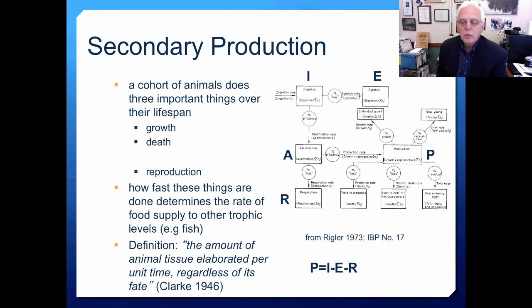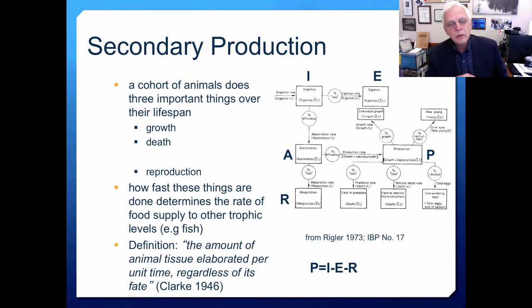This is basically an overall diagram. This is a diagram built by Frank Rigler in the IBP Handbook number 17, and it was also republished in a subsequent version of that. The brutal way of thinking about what animals do is to think that they actually only do three important things through their lives, although some of us have hopes and dreams and so on. But basically, a cohort of animals does three important things over their lifespan, and that is to grow, to die, and to reproduce. Probably not in that order. Probably grow, reproduce, and then die.